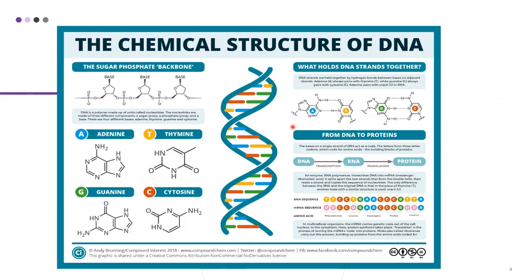The chemical structure of DNA. So as we said, the sugar phosphate backbone is present in the DNA, and there are four nitrogen bases, which are adenine, thymine, cytosine and guanine. You can find the structure of those four nitrogen bases here. And what holds the DNA structure together? It is nothing but the hydrogen bonds which hold the DNA together. Adenine and thymine are said to have two hydrogen bonds, and guanine and cytosine are said to have three hydrogen bonds in between.